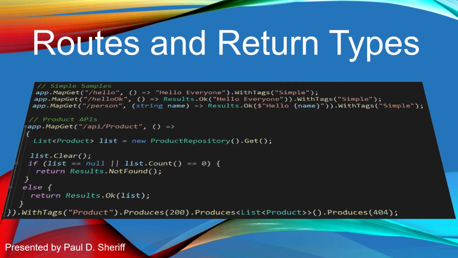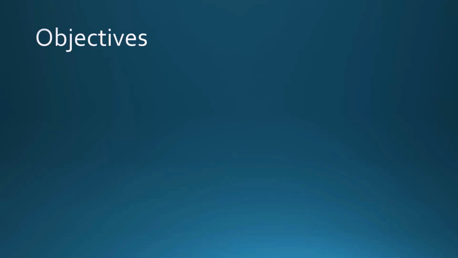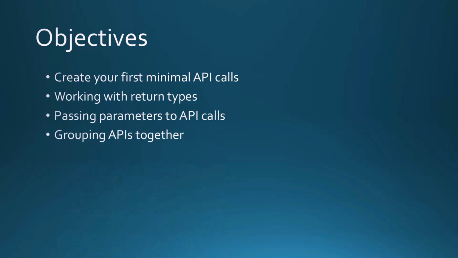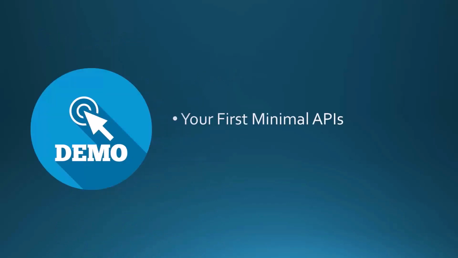In this lesson, we take a look at routes and return types. The objectives for this lesson are to create your first minimal API calls, work with return types, learn to pass parameters to API calls, grouping APIs together, and generating documentation. Let's dive right in and start creating your first minimal APIs.